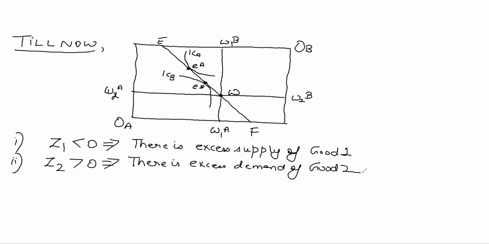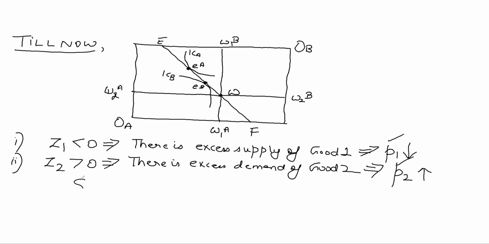Now I ask you, whenever there is excess supply of a good, it causes the equilibrium price to fall. Excess supply creates competition among the producers and they start bidding down the price. And whenever there is excess demand, it will cause the price to rise. So excess supply of good 1 will cause P1 to fall. Excess demand of good 2 will cause P2 to rise.